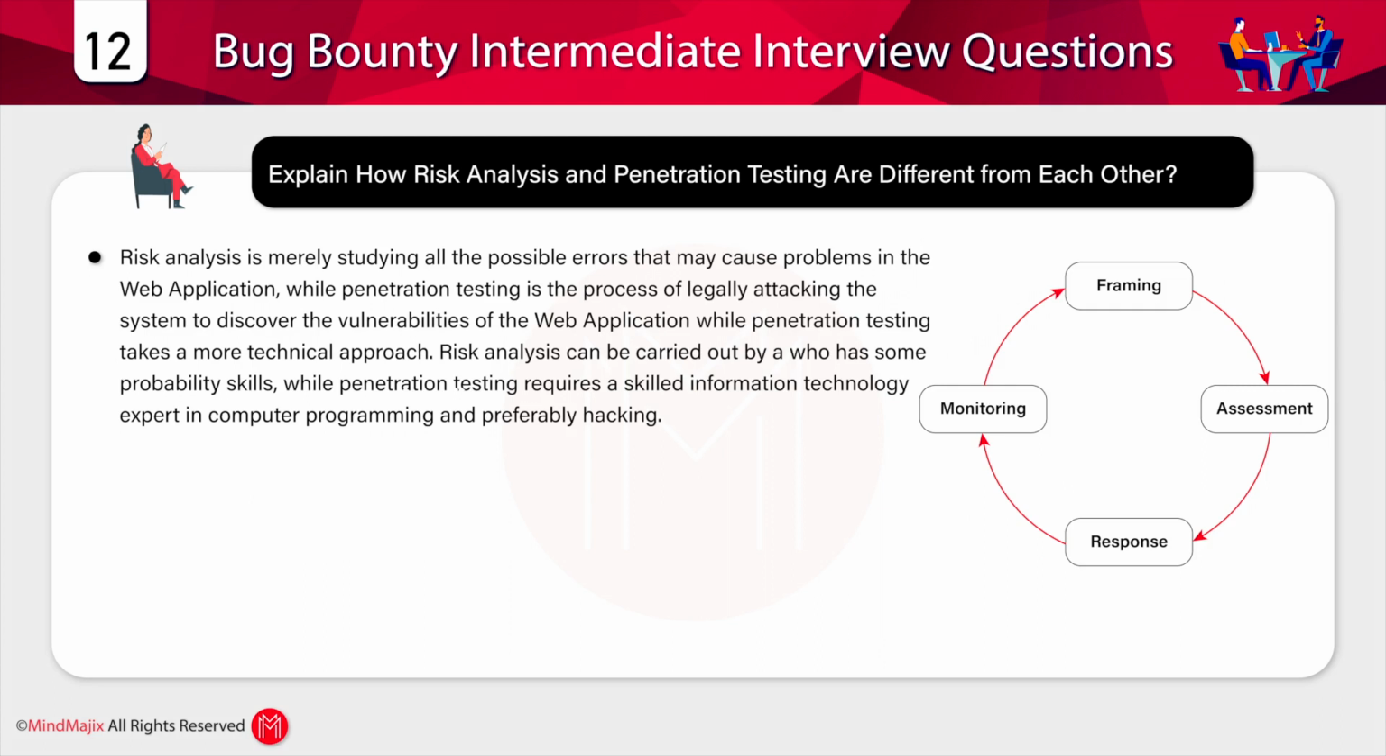So explain how risk analysis and penetration testing are different from each other. Risk analysis is the study of all possible errors that may cause problems to a web application. We are going to analyze the risk of a web application based on the possible errors we found. So that comes under risk analysis. While penetration testing is a process of legally attacking the system to discover vulnerabilities and taking POCs, proof of concept.